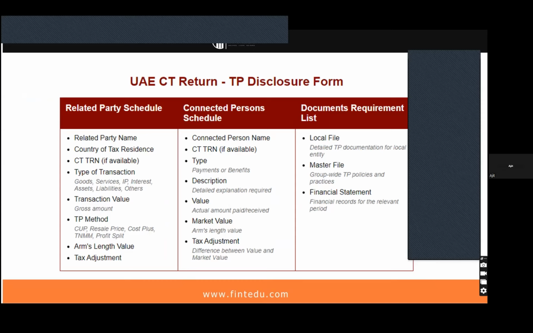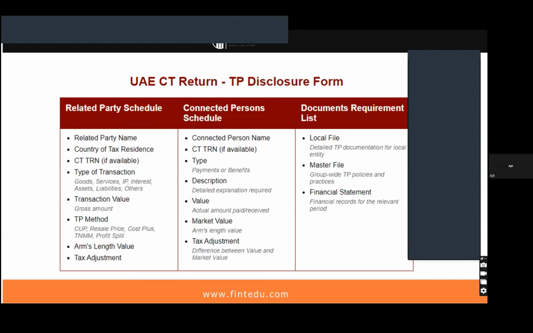Now, one of the unique things which the UAE regulation introduced is tax adjustment in the TP disclosure form itself. If you see any other country's TP disclosure form, generally the adjustment part is not part of the disclosure form. It's done separately in the tax return. So here, if the total transaction value in your books is 100 and your arm's length value is more, then there could be a tax adjustment you need to show in the disclosure form itself at the related party schedule.